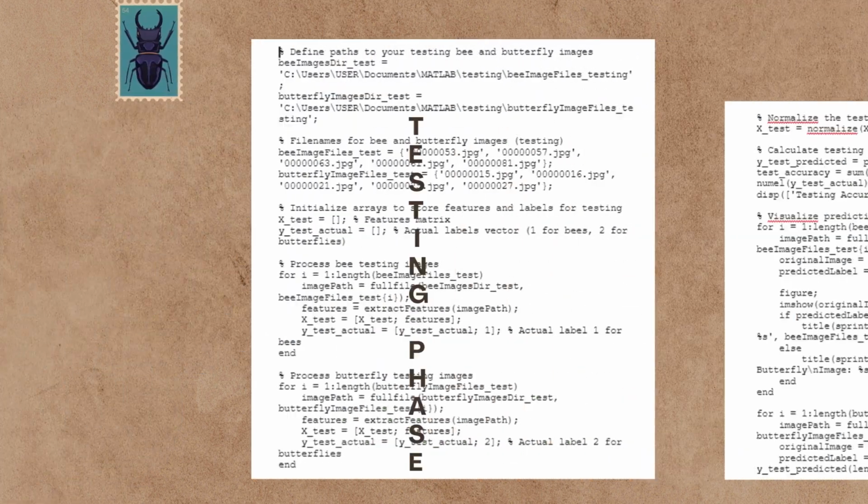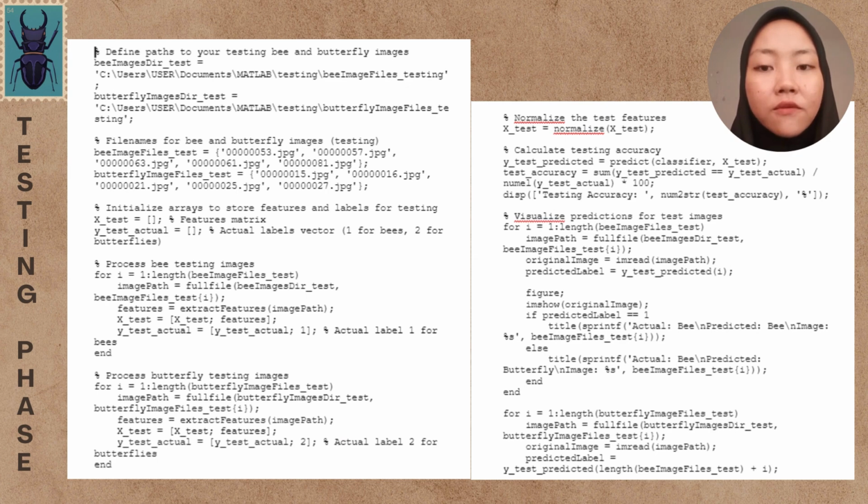We will go to the code for the testing process. First, define paths and file names. The paths to the directories containing test images for bees and butterflies are defined. The file names for the test images are specified into separate arrays.